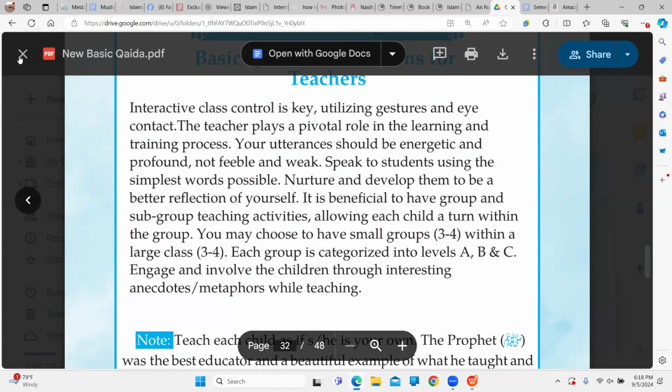He has 20, 25 hours of training on non-verbal communication: how they hold their hands, how you look, how you communicate without even speaking anything. Interactive class control is key, utilizing gesture and eye contact. Gesture means using your hands, for example using your finger for the harakat, and eye control means looking at every single child and making sure they know you're watching them, and that they're watching you. That whole gesture and eye control is very important.